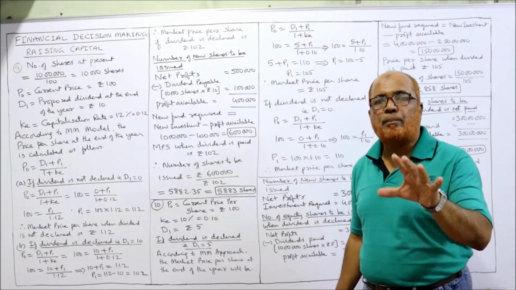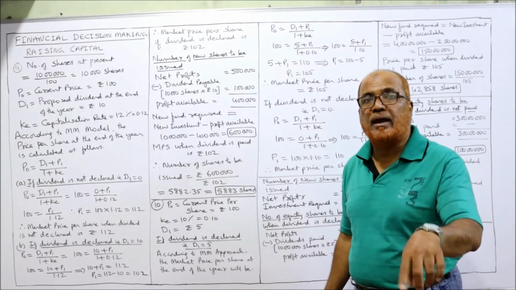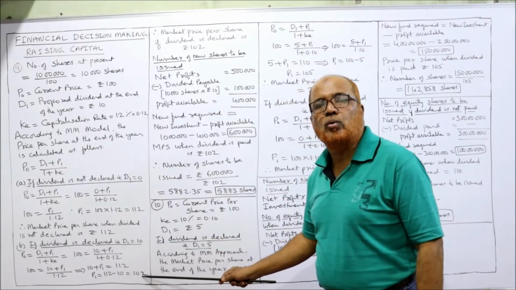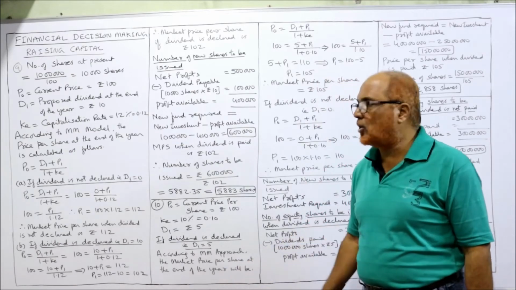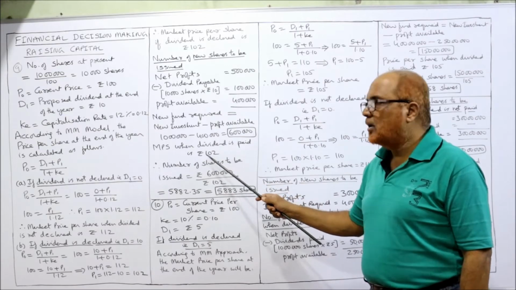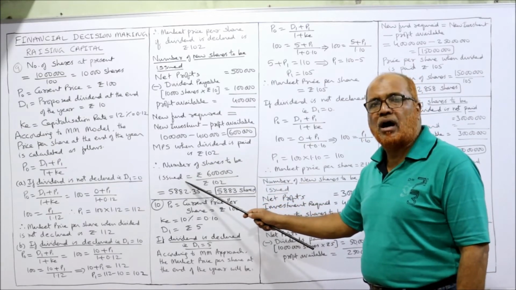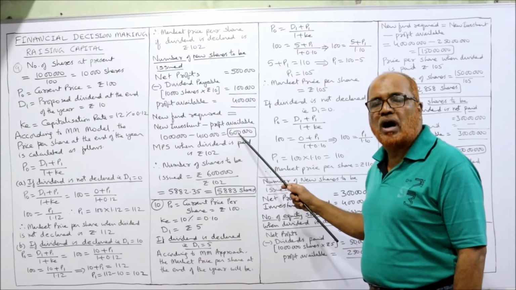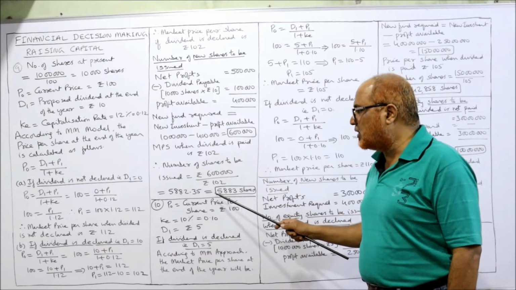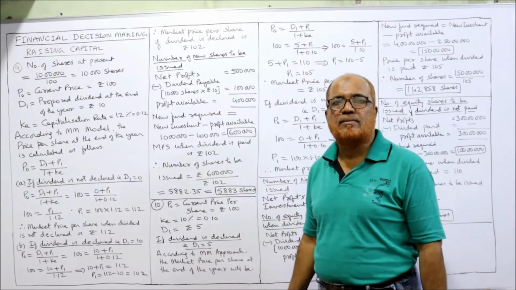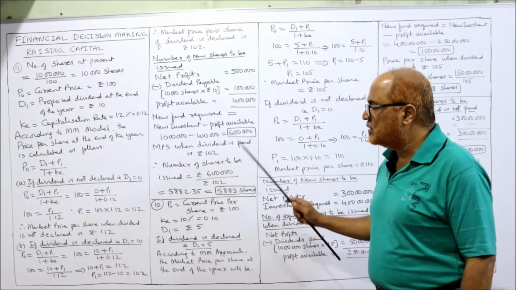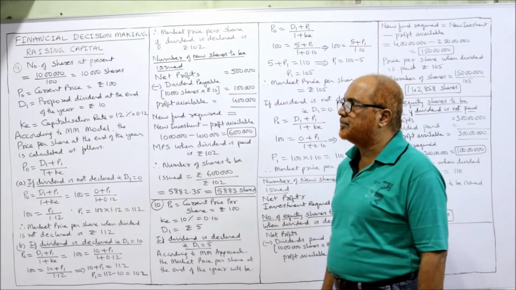Now tell me, what is the price per share when dividend is paid? Here it is. When dividend is declared, the price is 102. The market price per share when dividend is paid is 102. Now the number of shares to be issued: 6 lakh rupees we require, and each share market price is 102. So 6 lakh divided by 102, 5,883 shares. These 5,883 shares have to be issued. Right? That's all. This is the end of the 9th problem.